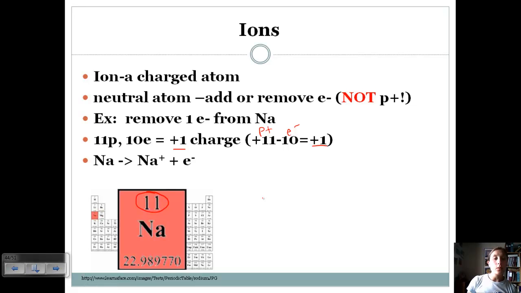And we can also write an equation to represent this. So here's sodium, our neutral atom, and then we're losing that electron, so here it is by itself, and then here's our Na+1.